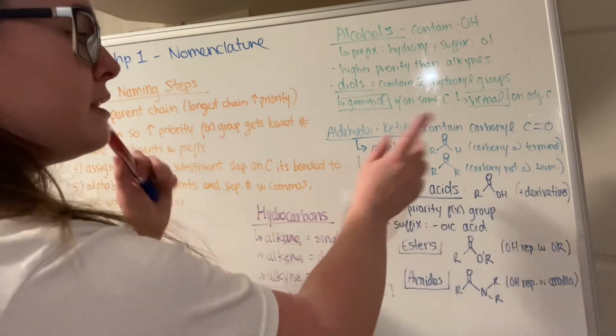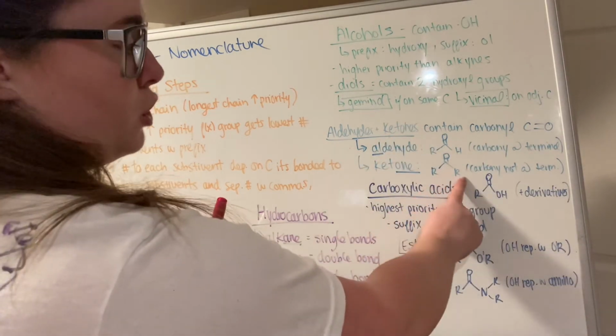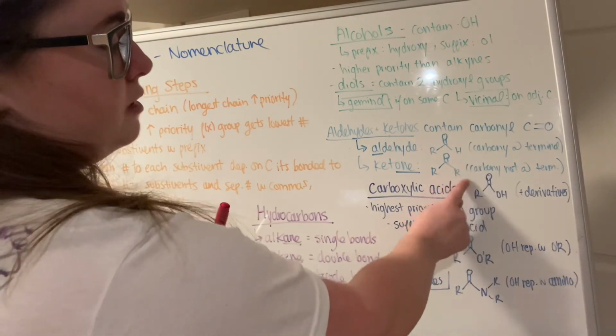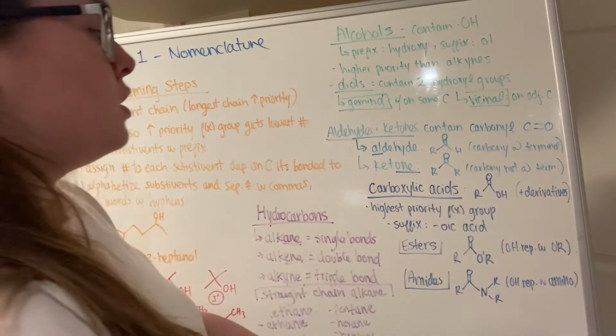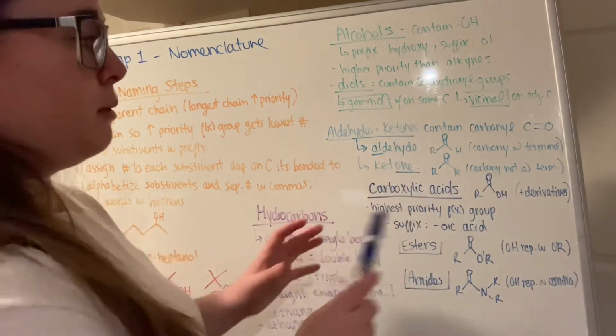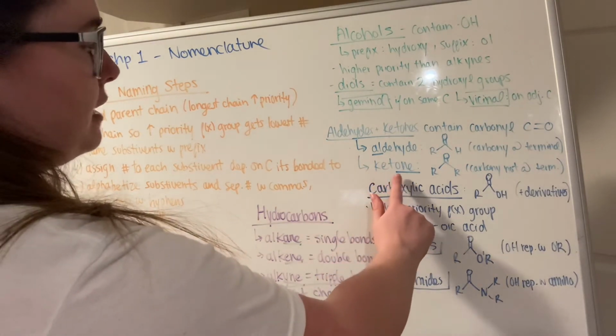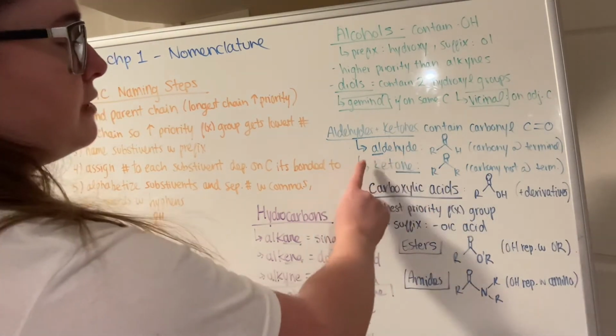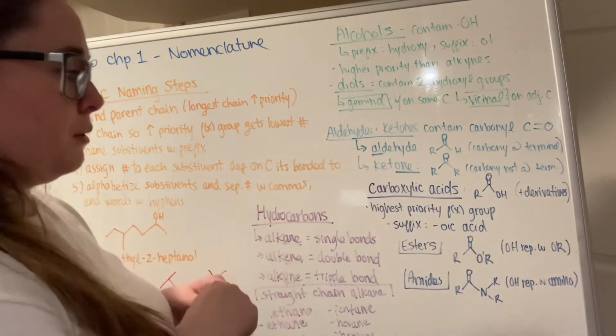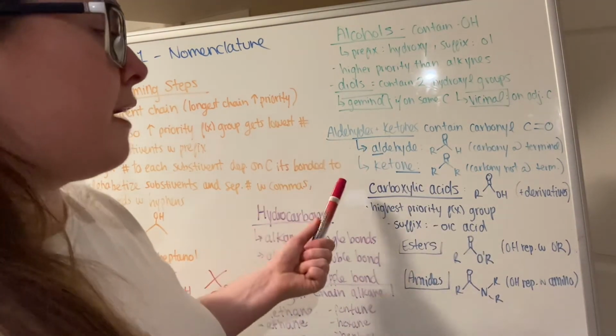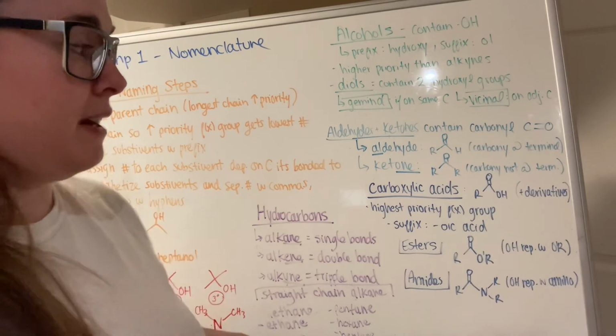And a ketone is very similar, but it is not at the terminal. It would be connected to the rest, another R group down here. So just to note what those functional groups are, the ketone has a suffix of -one, and aldehydes have a suffix of -al. Okay. Next, we have carboxylic acids and their derivatives.